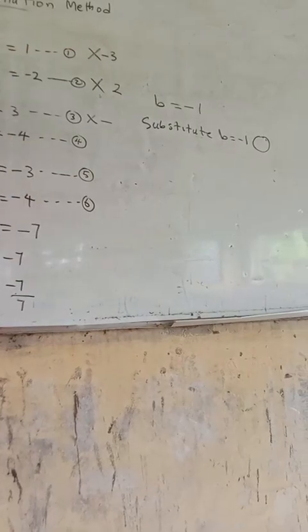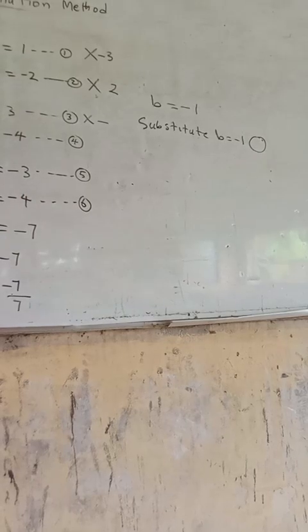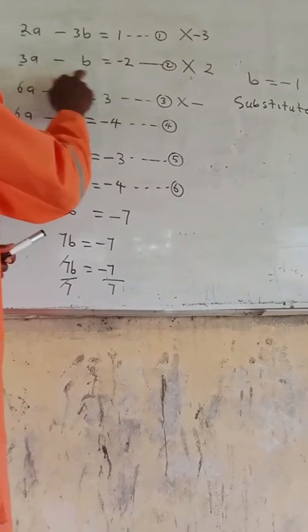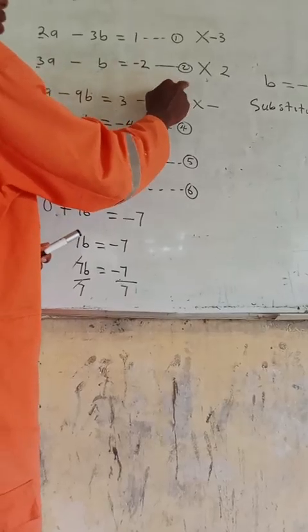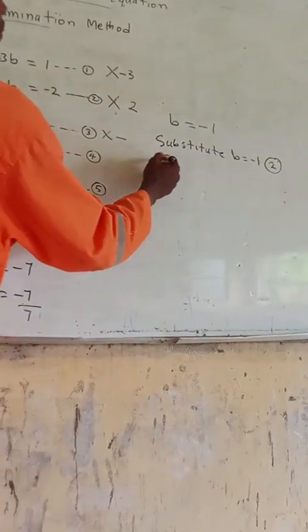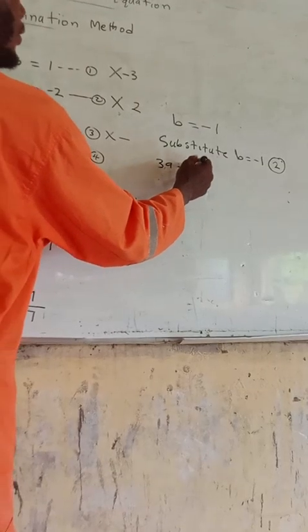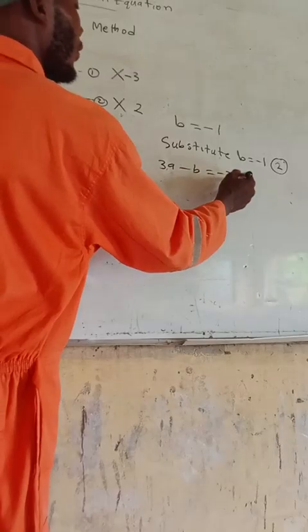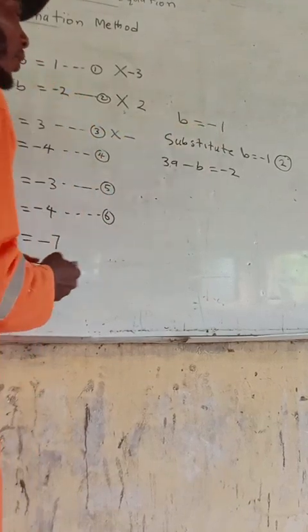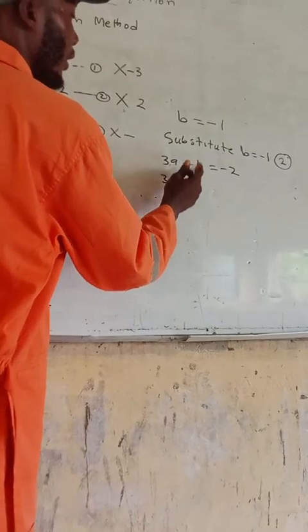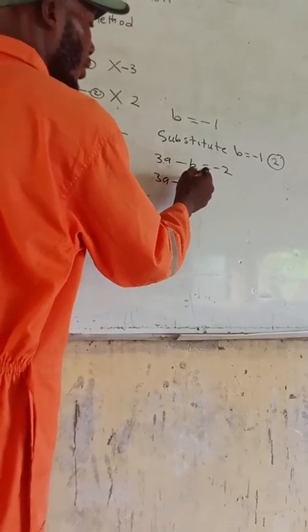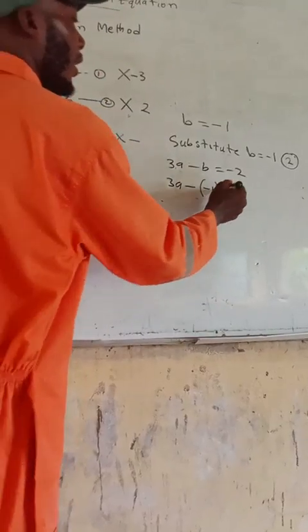You see that equation 1, equation 2, or equation 3, any of the equations is still going to give you the same answer. But you are going to look for the simplest equation. I think equation 2 is the simplest equation here. So we'll substitute b, which is minus 1, in equation 2. And equation 2 says 3a minus b is equal to minus 2. What this means is anywhere you see b, put minus 1. So we have 3a, minus b, then instead of b, I'm going to put minus 1. Are you getting it? Then it's equal to minus 2.